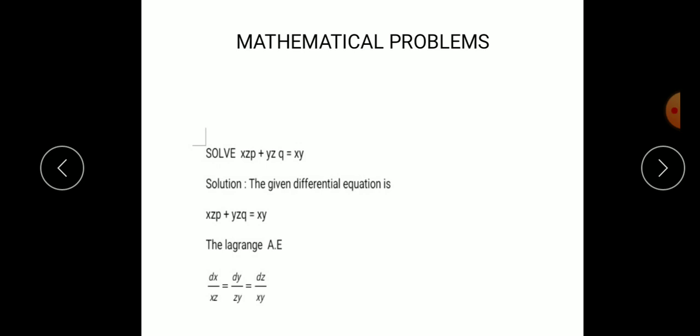Now we are going to solve some mathematical problems which are based on Lagrange's linear differential equation of first order.